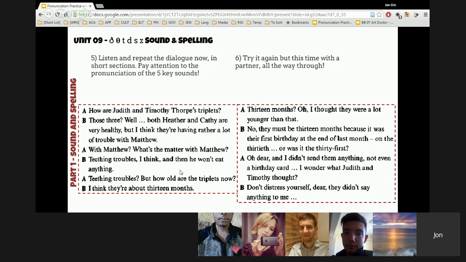No, they must be 13 months because it was their first birthday at the end of last month, on the 30th, or was it the 30th.